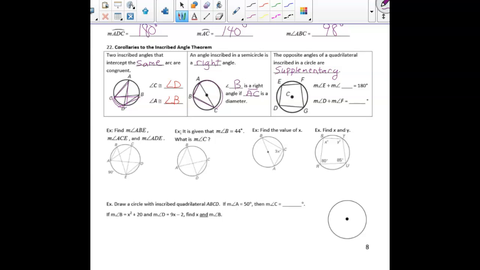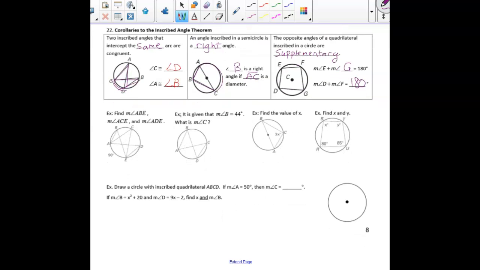So, what this is saying is that the opposite angles of a quadrilateral inscribed in a circle are supplementary. This is different from consecutive angles that we talked about last unit. So angle E plus angle G are going to be 180. Angle D and angle F are going to be 180. So let's do some examples.